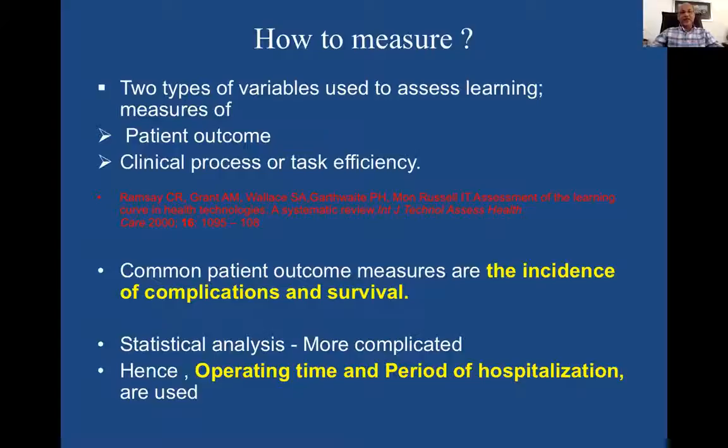So if you look at statistical analysis, it's much, much more complicated than just looking at the complications and survival outcome. Hence, many times we use operating time, the time that we take to do open surgery versus MIS surgery, and whether you can repetitively have the same time with minimally invasive surgery. And then the period of hospitalization tells the majority of the story: how long did the patient stay? Because when you're doing MIS, these patients have less pain than open surgery, less discomfort, and mobilize early. So if they're staying longer, then definitely there's something we're doing wrong.